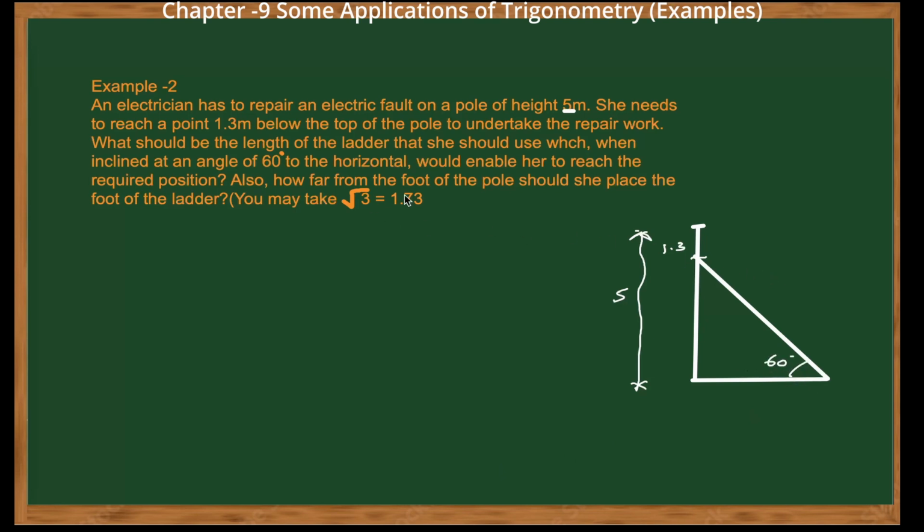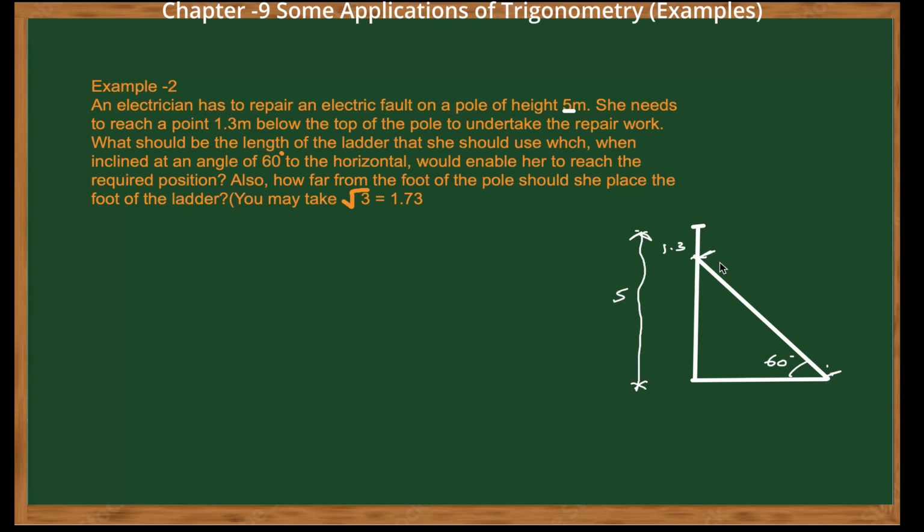Now we have a 5 meter pole, and from the top of the pole we need to come down 1.3 meters because the work needs to be done here. So the ladder is inclined at 60 degrees to the horizontal. From here, this is nothing but the ladder, and this ladder length we need to find.